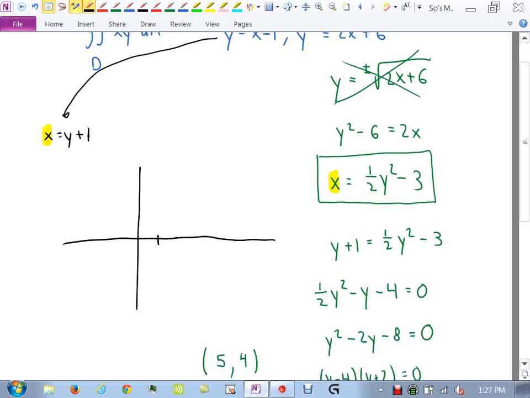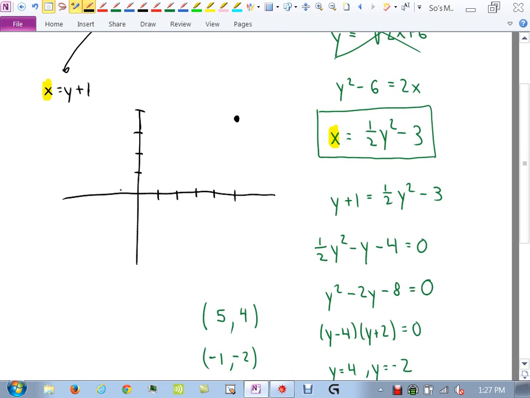I know I've got to go out 1, 2, 3, 4, 5. I've got to go out 1, 2, 3, 4. I know right now that they hit here. And I also know that they hit at negative 1, negative 2. I know they hit here. Those are my points where I intersect.